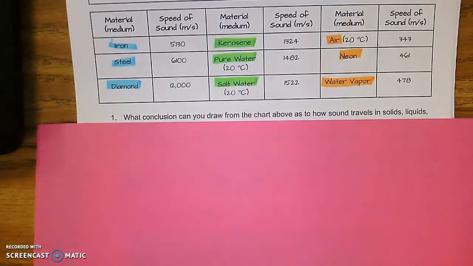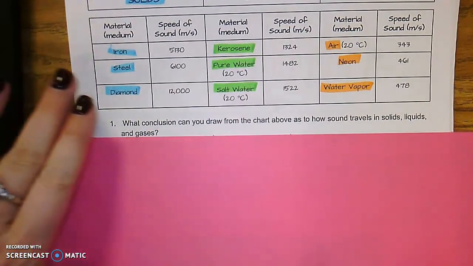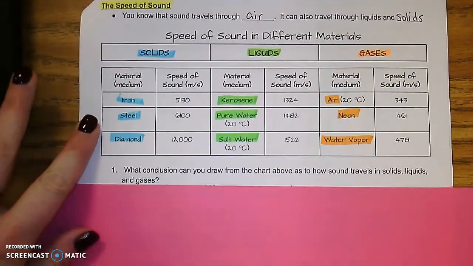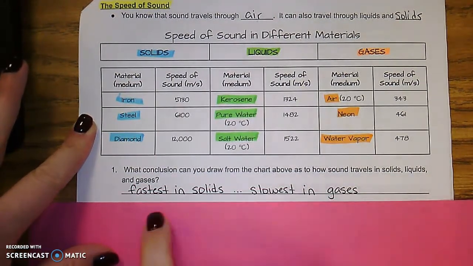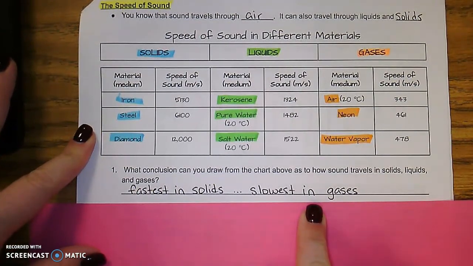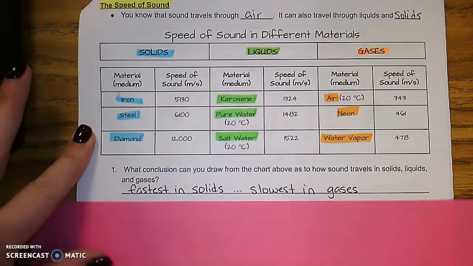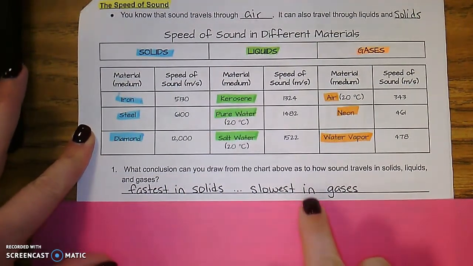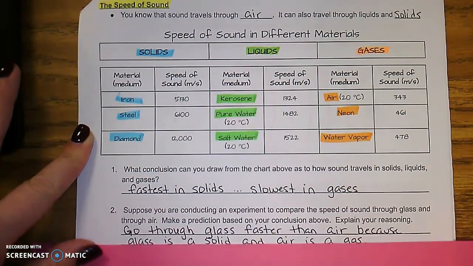All right, so question number 1 says, what conclusion can you draw from the chart above as to how sound travels in solids, liquids, and gases? So based on this chart, and we were discussing this a moment ago, it appears that sound travels the fastest in solids and the slowest in gases, which is odd to us because we typically think the way that we hear things is the best, but actually it is the slowest in gases, the way that we hear sound.